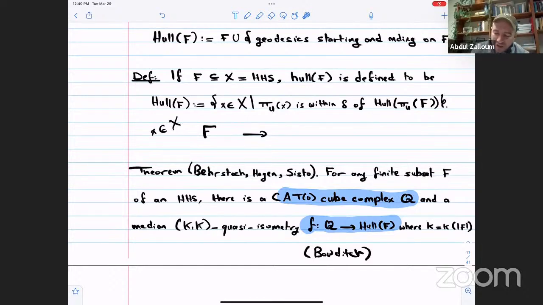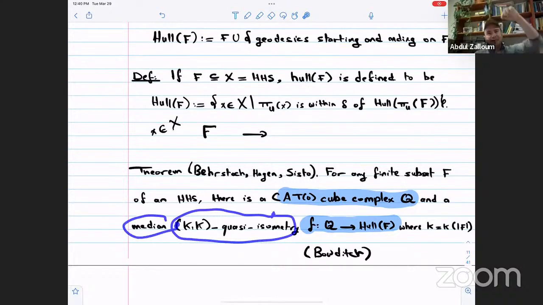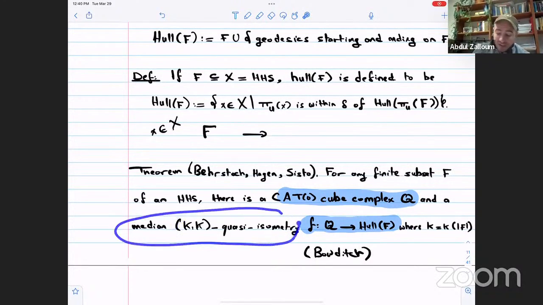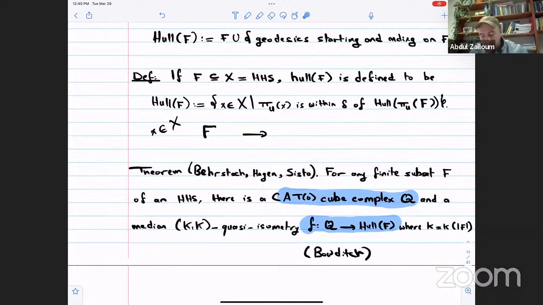Now, this approximation is not just a quasi-isometry, it's a particular type of quasi-isometry. It's a median quasi-isometry, and this says that centers go to centers, and it really gives you lots. Median quasi-isometries are extremely useful. I didn't realize that until I started working on this project. I'd love to tell you more about it, maybe at some point. But you have a really nice quasi-isometry that goes from a CAT(0) cube complex to the hull of F. Any question about the statement of Behrstock, Hagen, Sisto, and Bowditch in a slightly different setting?